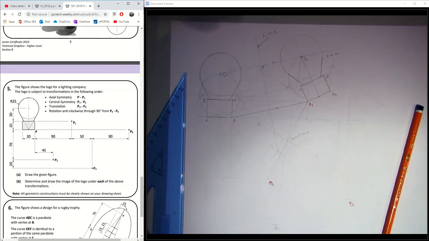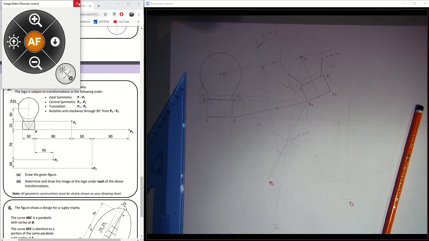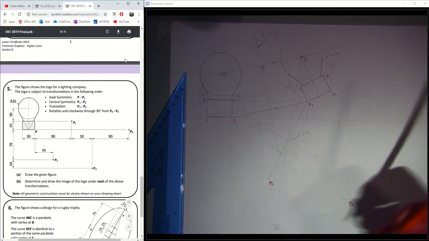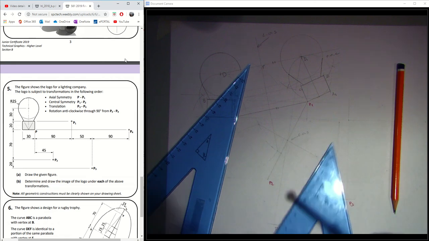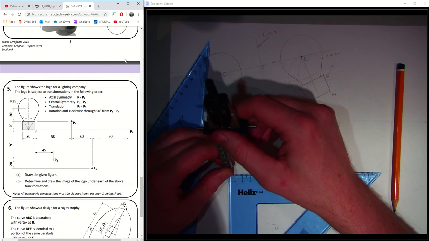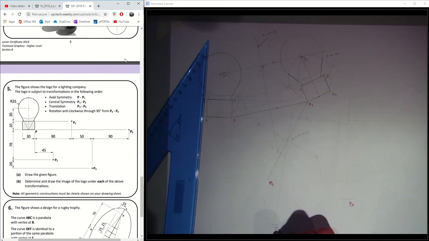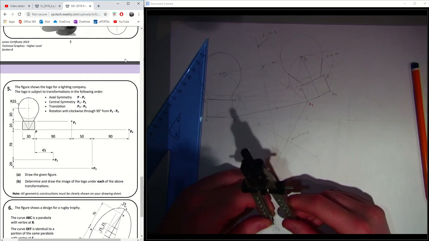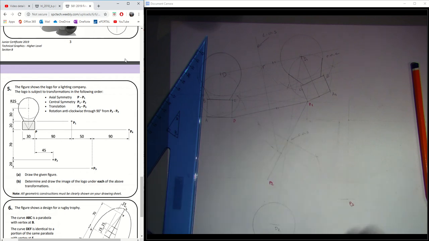I'll just adjust the brightness so we'll see that a little bit better now. So that's getting me point D1 over here. Again, I know nothing changes in regards to the size, just the orientation is changing this time. So I know the radius is 25. So that's going to be D2. I'm going to draw in my circle, and that gets me the bottom point down here.